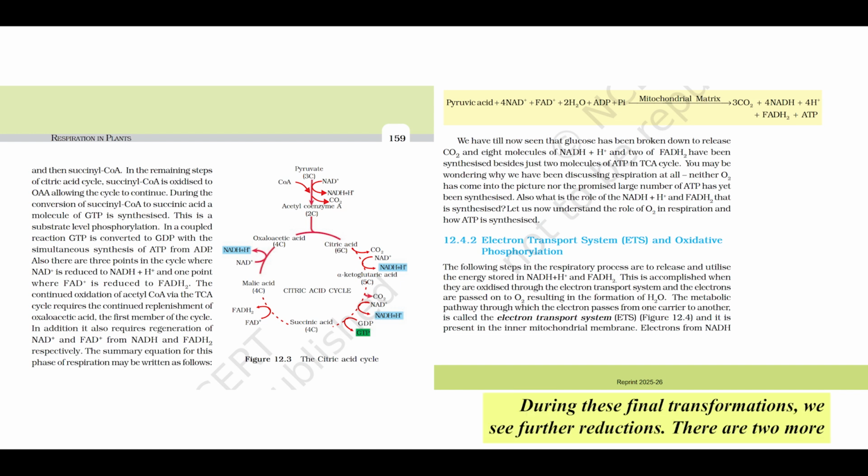During these final transformations, we see further reductions. There are 2 more points in the cycle where NAD+ is reduced to NADH plus H+, and more significantly, 1 point where FAD is reduced to FADH2 during the conversion of succinate to fumarate.